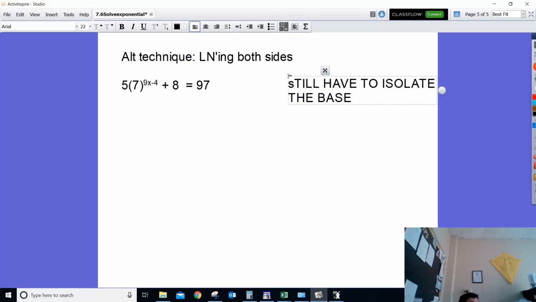Anyways, let's go through the steps isolating that base. What you can do with your 8. Subtract it. That's going to give you what?